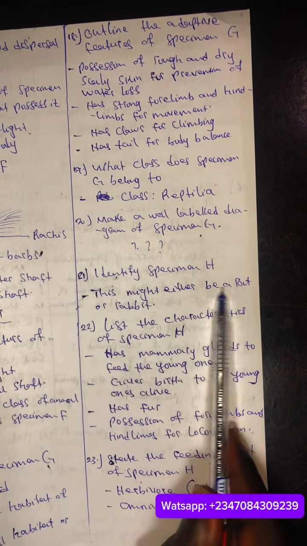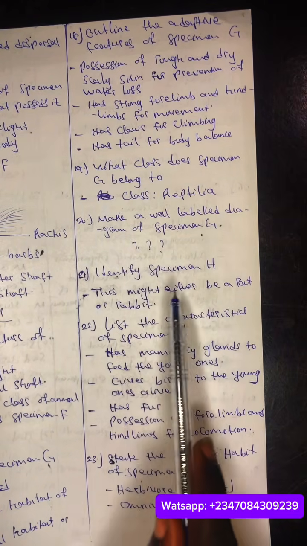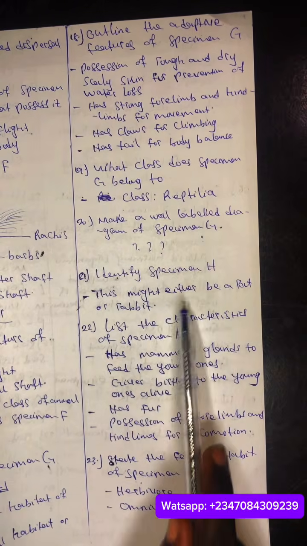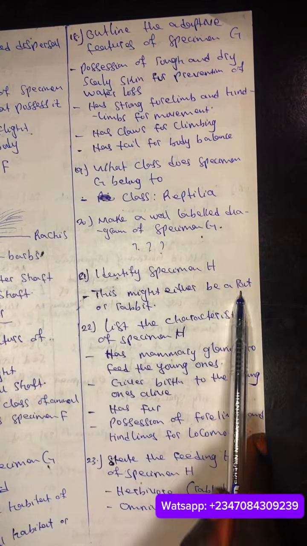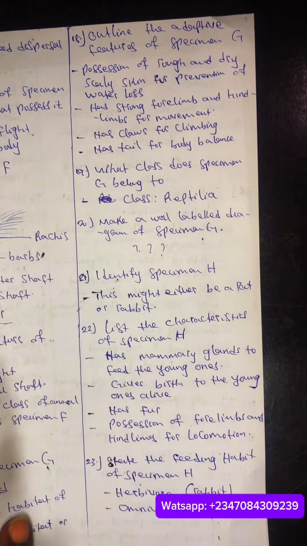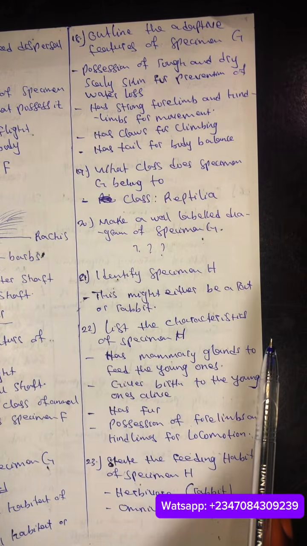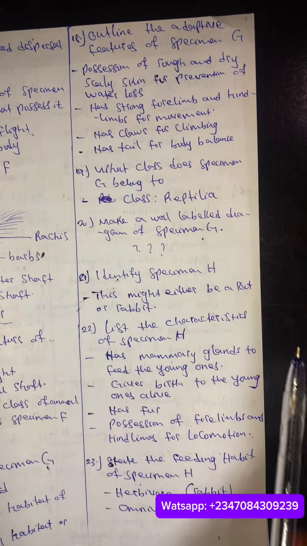Okay, this might either be a rat or a rabbit. So please take note, if you are asked to identify specimen H, look at it very well. Be sure, is it a rat or a rabbit? If it's a rat, you see it there. If it's a rabbit, you see it as well.